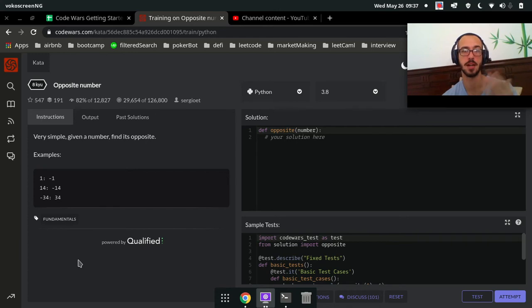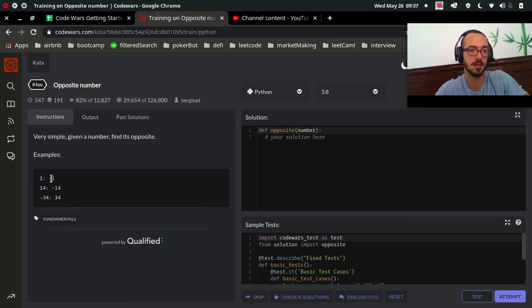And if you think about how to do that, this one isn't the greatest problem. You just multiply by -1. So 1 times -1 is -1. 14 times -1 is -14. -34 times -1: the two negatives cancel out, so it's 34.